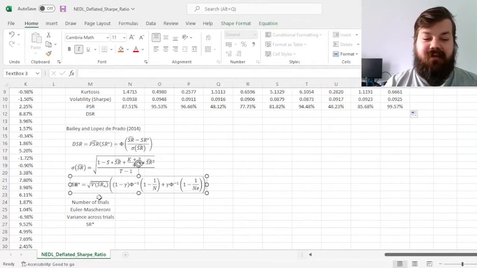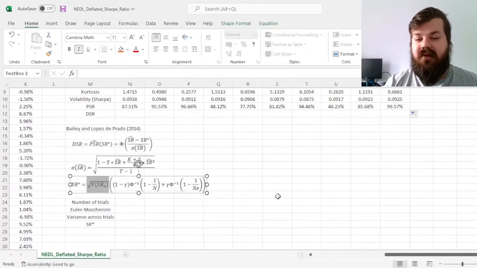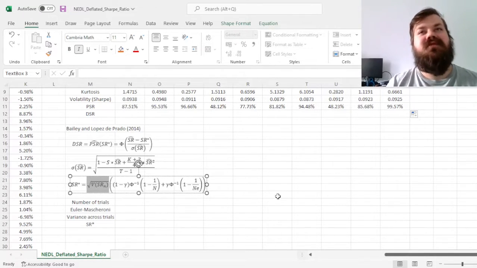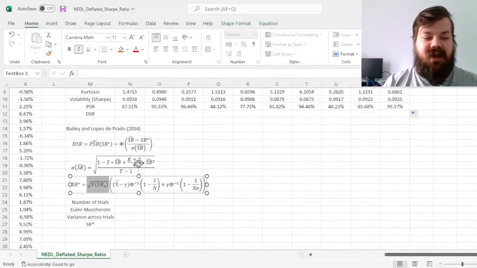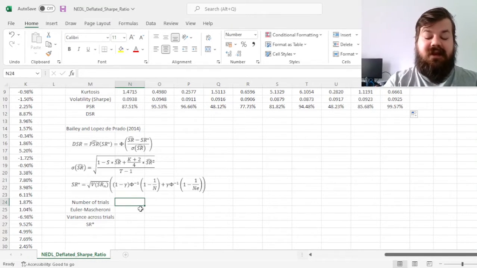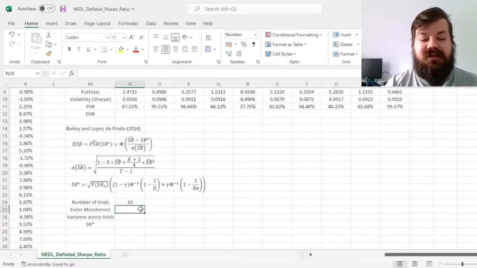So for the deflated Sharpe ratio, we need to use the standard deviation of the Sharpe ratio across trials. So we are incorporating the information that we've got from all our 10 tested strategies, in this case 10. You can easily generalize it to any number of strategies. And here we've got this adjustment factor that depends on the number of strategies that we picked, n. So here, the number of trials, n, is 10, because we've got 10 strategies.